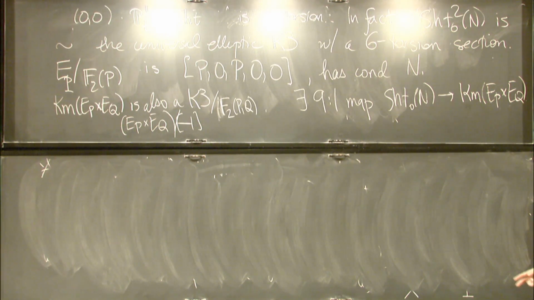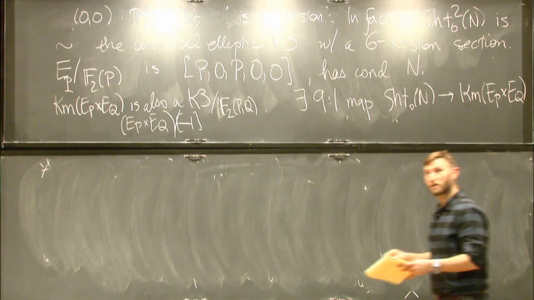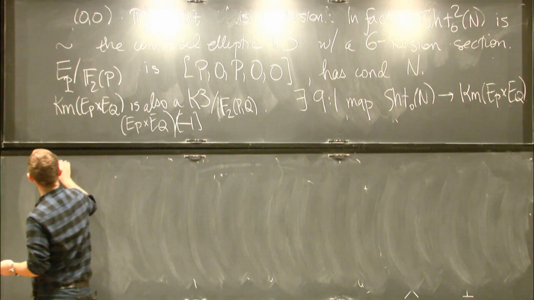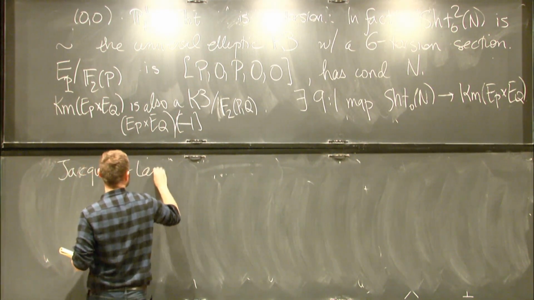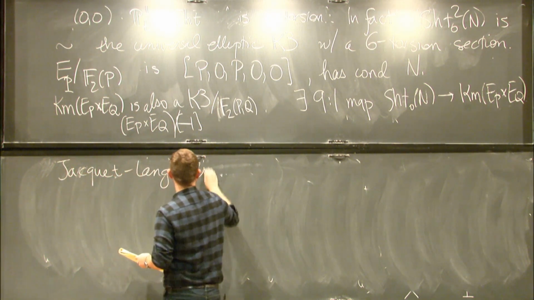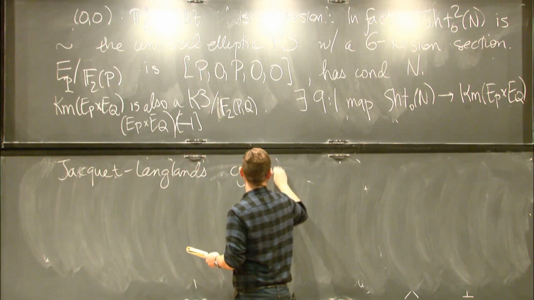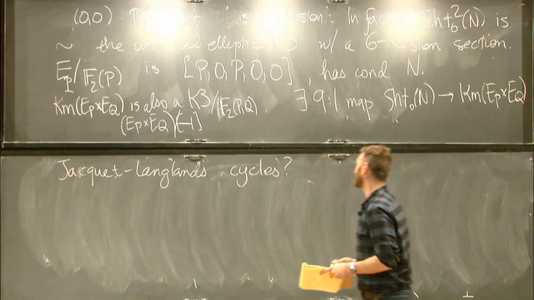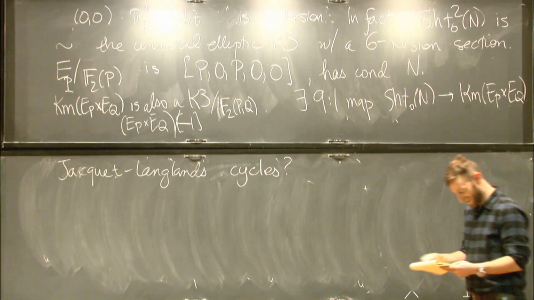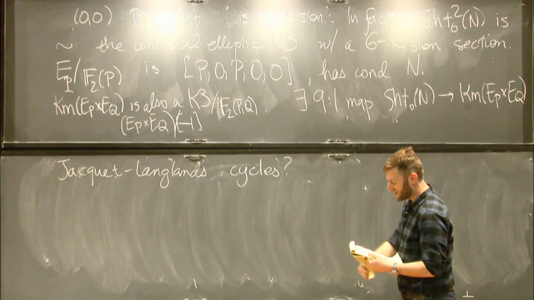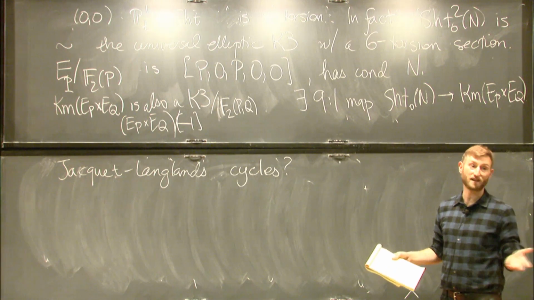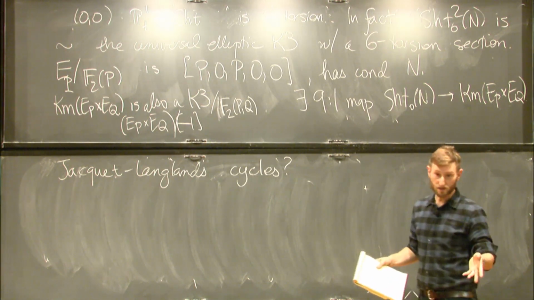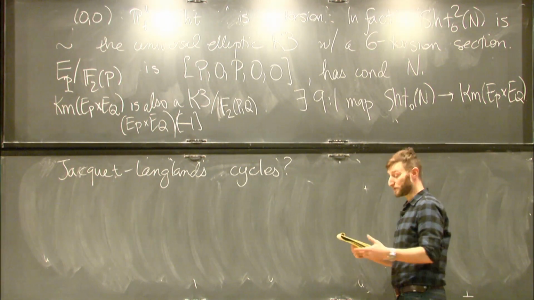So then after this, I wanted to switch gears to a slightly easier question. And that question has to do with the phenomenon called Jacquet-Langlands. And so this last part of the talk is about Jacquet-Langlands cycles. The question mark is because I don't know that they exist yet. So here's the setup. When you think of Jacquet-Langlands for GL2, it's a comparison between two kinds of automorphic forms. One's on GL2, and one's coming from a quaternion algebra.